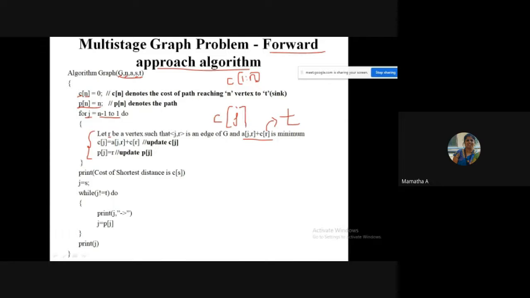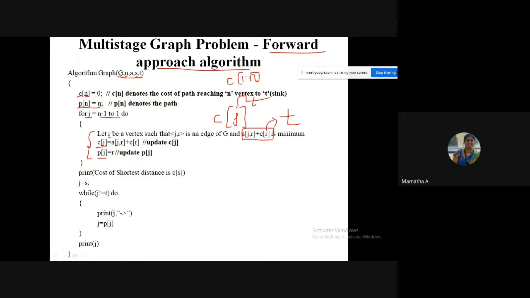What is the C of J? Cost of reaching J to the sink node T. Are you all understanding? So here you can have many R vertices. So for every R, you should find out the cost of reaching J to the sink node via R. Very simple, as in Floyd's algorithm. J to the sink node via R. Out of that, you select the minimum one. Once you find the minimum, update C of J and update P of J.